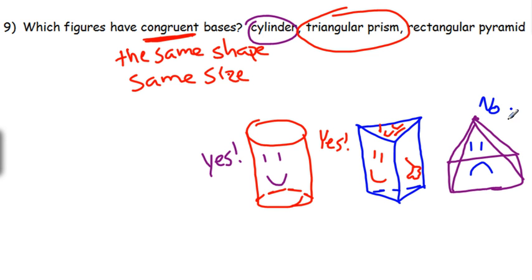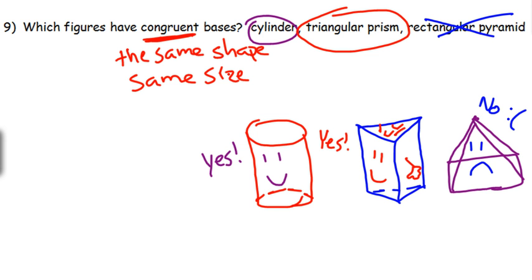He gets double sad faces. No, not a rectangular pyramid. Okay, so prisms and cylinders do have congruent bases. Pyramids, cones, what am I forgetting? Pyramids and cones don't have congruent bases. Okay, yes, no, yes, no.